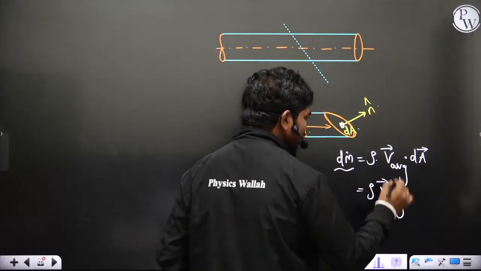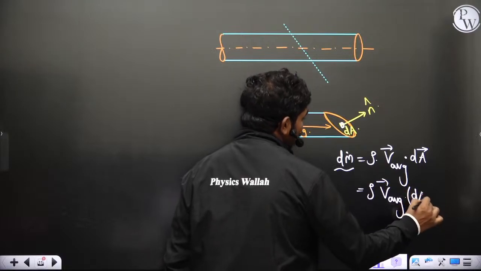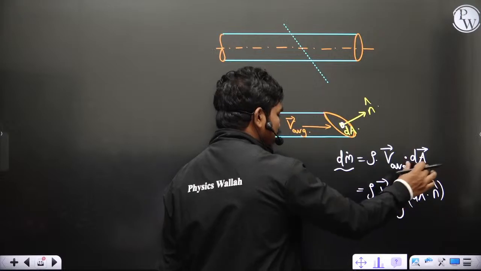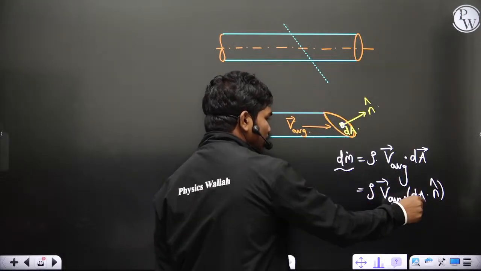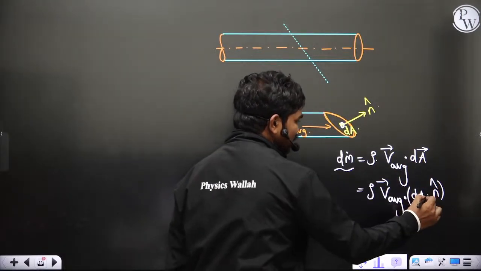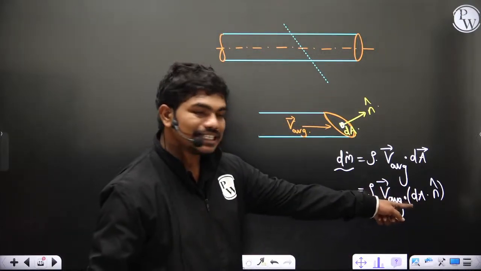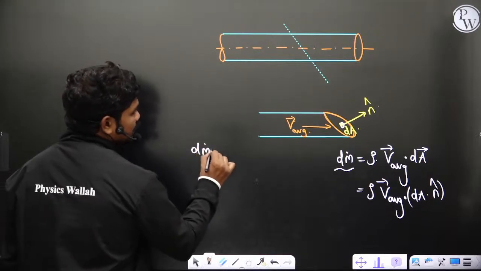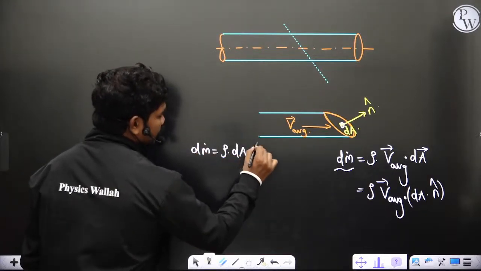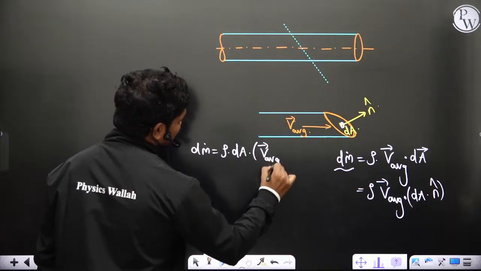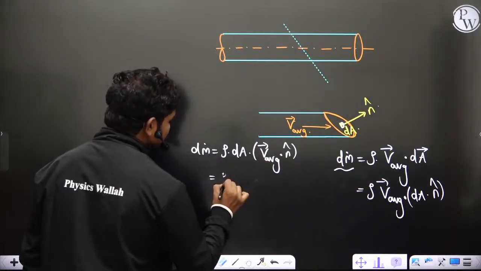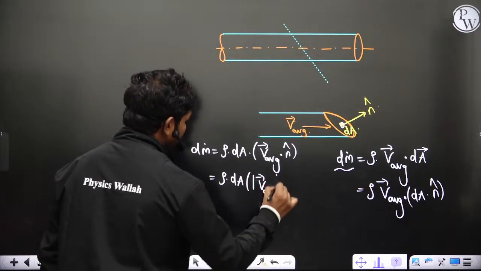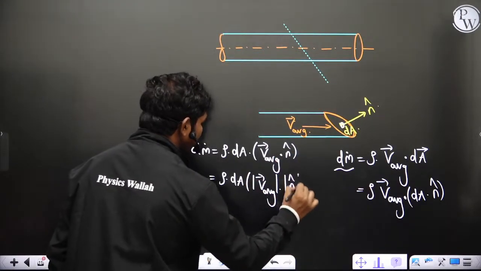First of all we'll split this. This dA vector can be written as dA, the magnitude of this area, into n cap. So this dA bar can be written as the magnitude of the area into the unit outward normal vector, that is dA times n cap. Now dA is again a scalar, so you can take the scalar out of the dot product. So what you have is dm dot is equal to rho times dA into V average dot n cap, and in the dot product, you have rho dA, magnitude of V average into magnitude of n cap, which is 1, into cos theta.